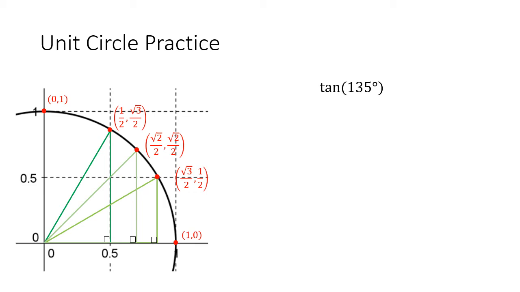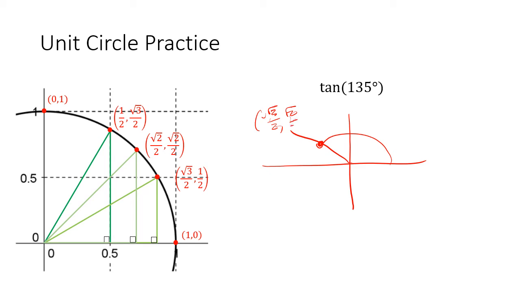Tangent of 135 degrees. That'd be a 45-degree reference angle here in quadrant 2. The coordinates here are negative root 2 over 2 and root 2 over 2. So this is like something divided by negative itself, which is just going to be negative 1. The tangent of 135 degrees is negative 1.